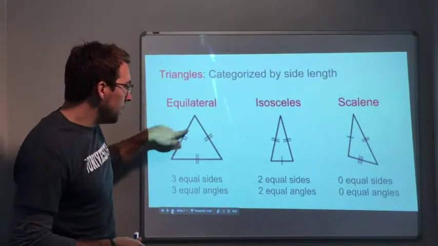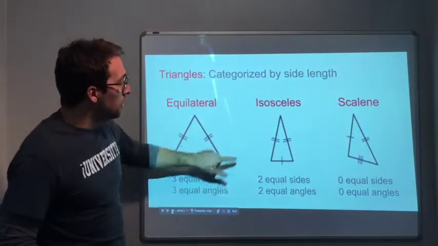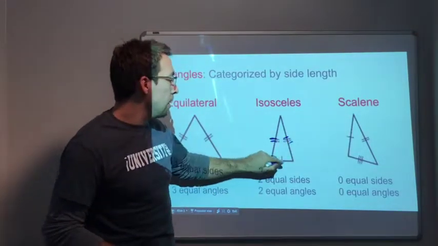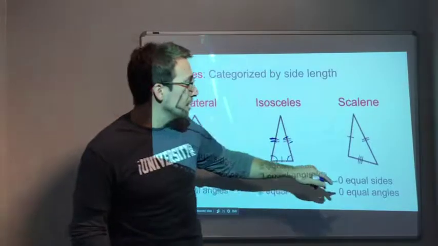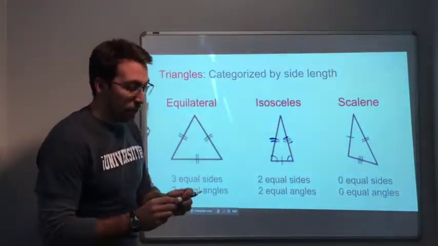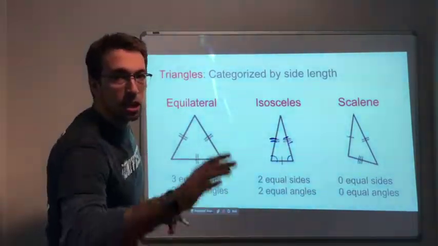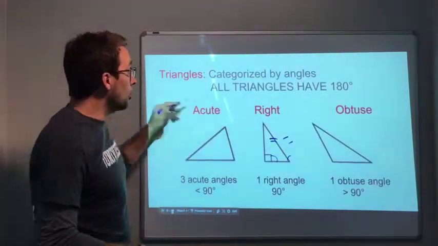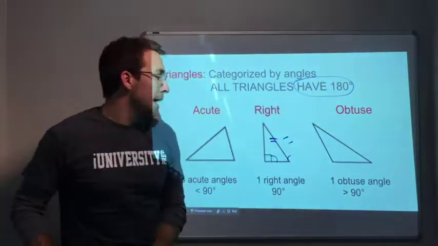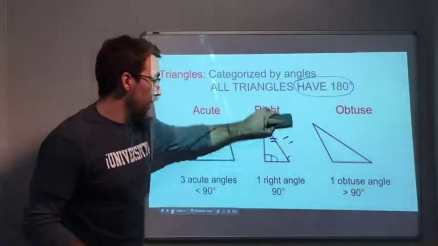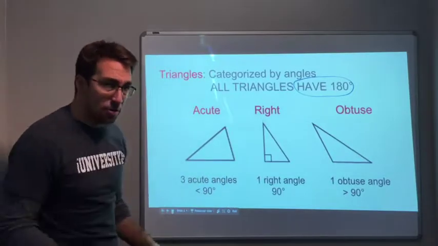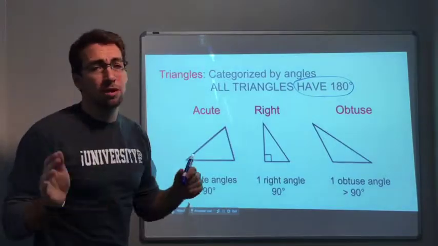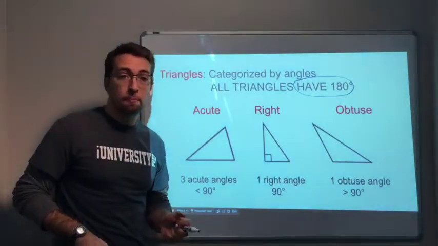So equilateral: equal sides and equal angles. Isosceles: it has two sides that are the same and two angles that are the same. Scalene: no side and no angle is equivalent. Here is the coolest thing about triangles. No matter what kind of triangle, all triangles have 180 degrees. All right, so that's awesome. It doesn't matter if it's a right triangle, if it's acute or obtuse, or if it's isosceles, equilateral. All triangles have 180 degrees.